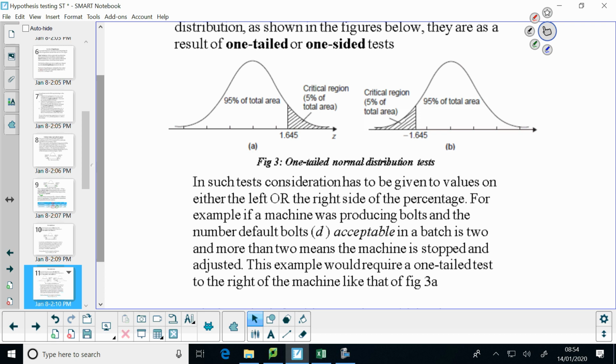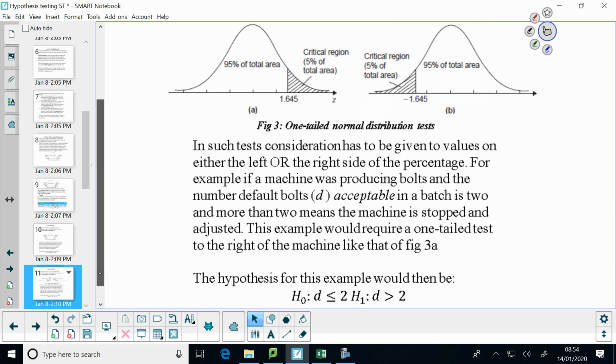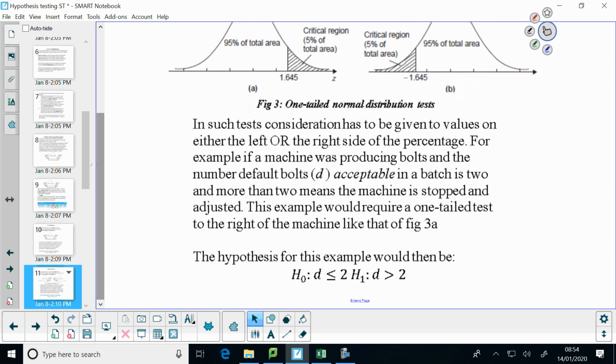So, for example, if a machine is producing faults and the number of defaults D acceptable in a batch is 2, and more than 2 means the machine is stopped and adjusted. This example will require a one-tailed test, like that figure 3 up. If you look at the above, the Z value is higher than 1.645 for the top.